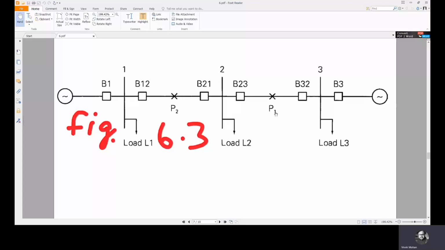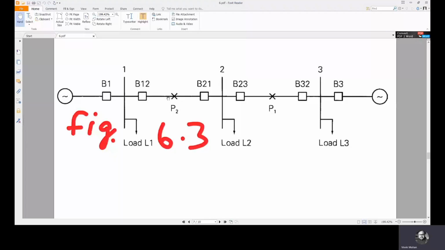Now, B3 should coordinate with B32, because if B3 opens first, then B32 will not identify a fault current, because the fault is at P1 and the source at the right side is supplying this fault. So if it does not detect a fault current and B3 operates first, then B23 and B32 will not be able to isolate this line. So B3 and B32 should be coordinated and B12 and B23 should be coordinated for a fault at P1.